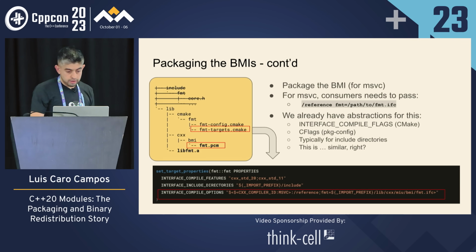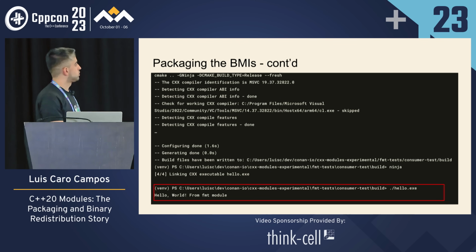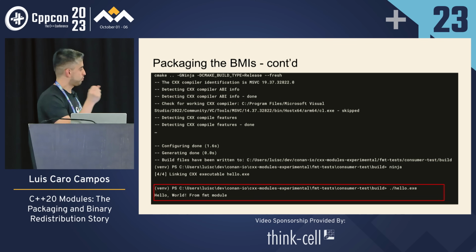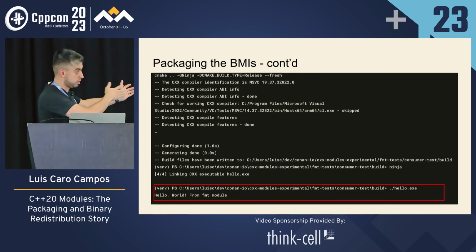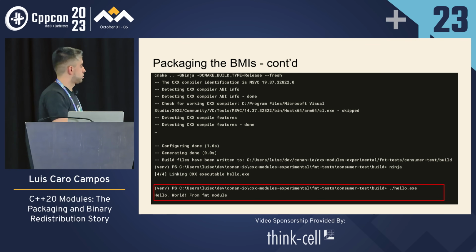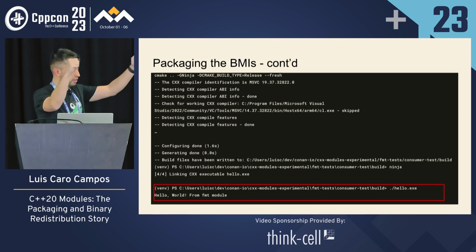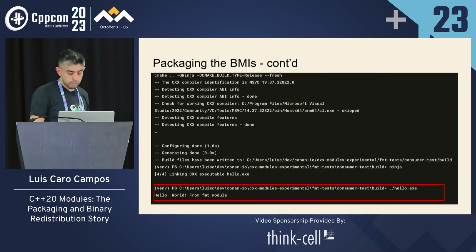And well, that actually did work just fine, as we can see here. So I created, again, a consumer project that was doing find package FMT, just as I described earlier. And I made sure that it found the one that I just generated when it called find package FMT. And it actually works fine. So I thought, great. I could use Conan.